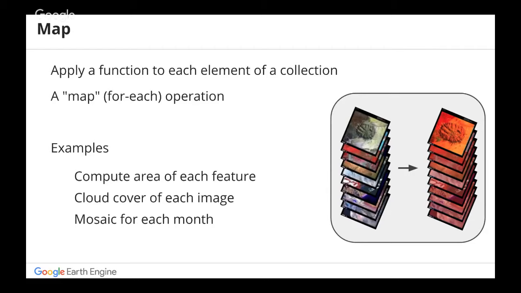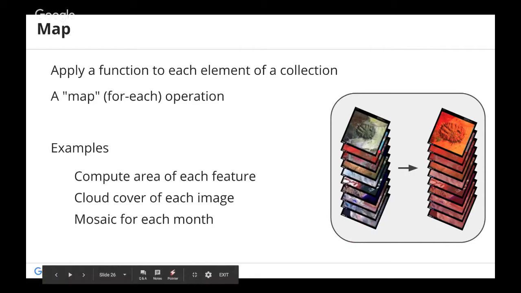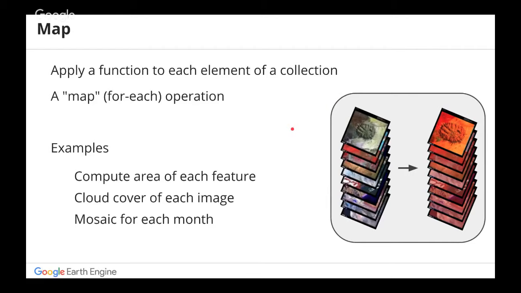So if you're used to traditional procedural programming, you probably have written a for loop. And that is not how you do a for each operation in Earth Engine. Instead, you use a map operation. And here I'm talking about map in the mathematical sense of applying the same operation to every element in a set. So, for example, if you have an image collection and you want to compute NDVI for each image, you would map a function over this collection. Or if you want to compute the area of each feature, you would map a function over the features in the collection.